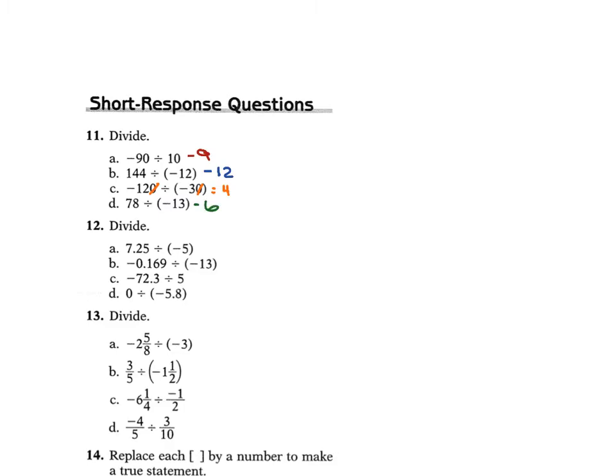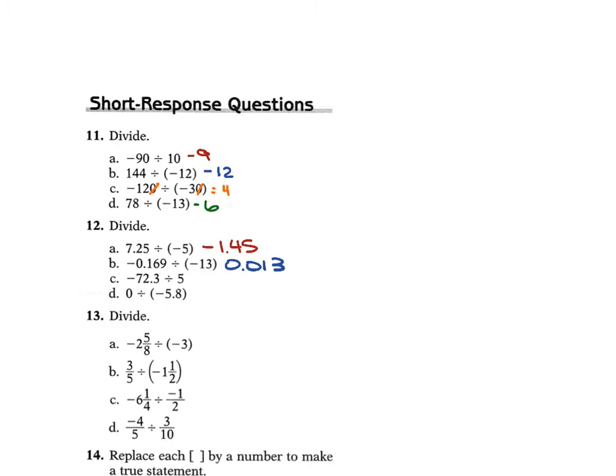For 12, we are dividing these. So for A, we have 7.25 divided by negative 5. A negative divided by a positive is a negative, and 5 goes into 7.25 1.45 times, so it's negative 1.45. For B, we have negative 0.169 divided by negative 13. A negative divided by a negative is a positive. 13 goes into 169 13 times, but we do have decimals there, so this is going to be a positive 0.013.